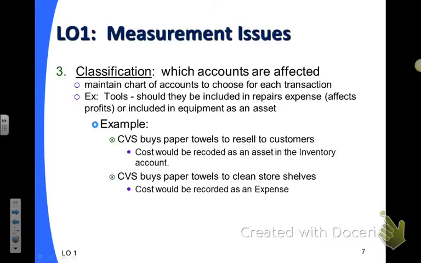So you have to look at things like that. You might expense something that might technically be considered an asset just because from an accounting standpoint it doesn't make sense to continue to hold it and value it over time.